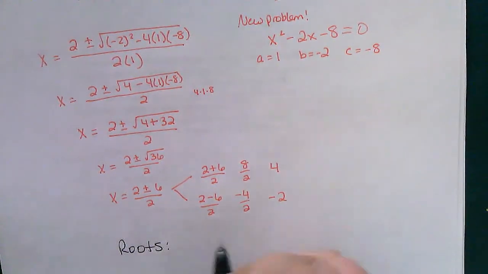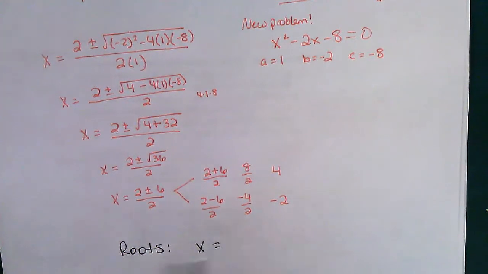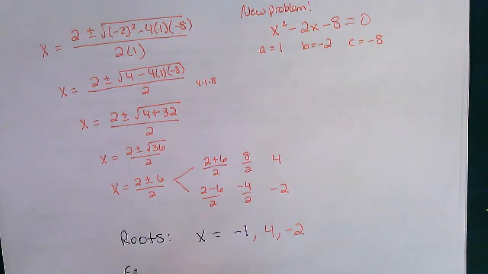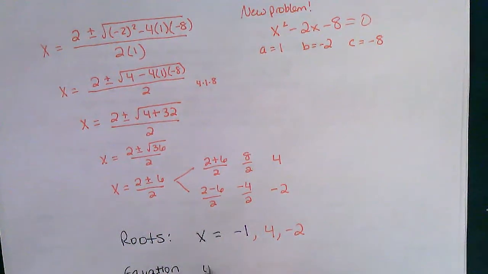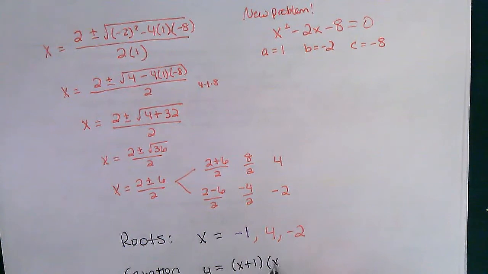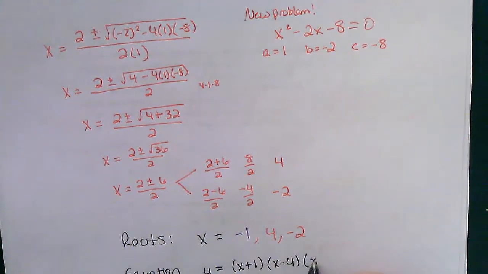or answers are, remember it always starts with x equals. I had negative 1 from my box, and from the quadratic formula I just got 4 and negative 2. And then to rewrite that as the equation, I do y equals or f of x equals, and then we change the sign. So x plus 1, x minus 4, and x plus 2.